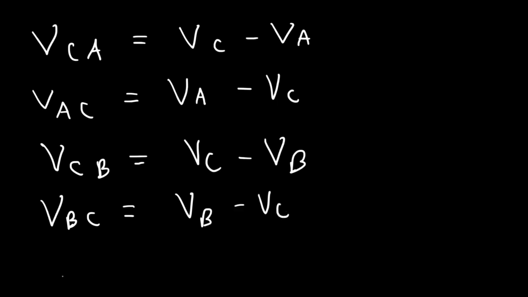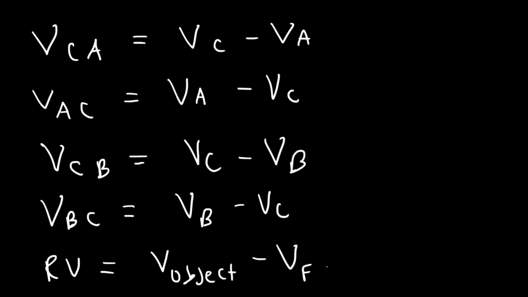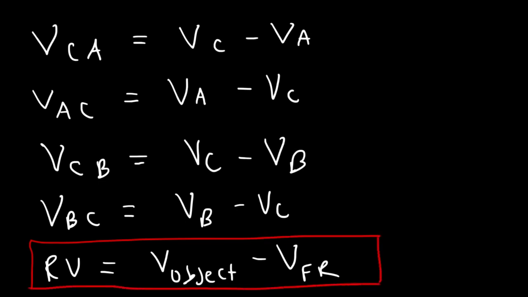So basically, relative velocity is just the velocity of the object minus the velocity of the frame of reference, which I'm just going to put as FR. So that's the formula to calculate relative velocity. And we're going to go over some examples that will illustrate it.